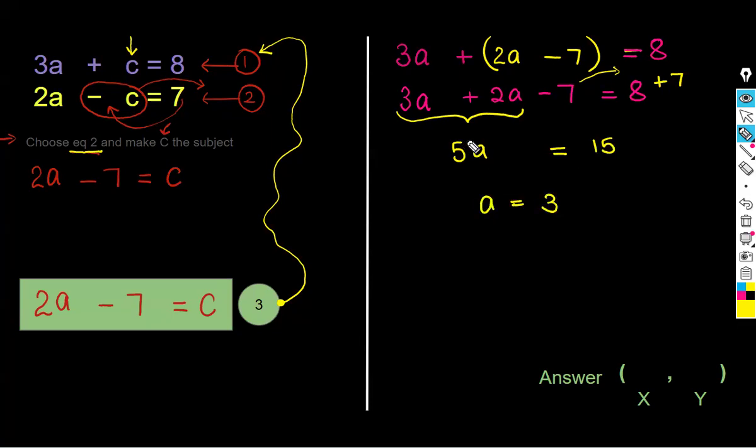How did we get 3? Remember, the 5 is a multiply. You throw it across, you get a divide. 15 divided by 5 is 3.